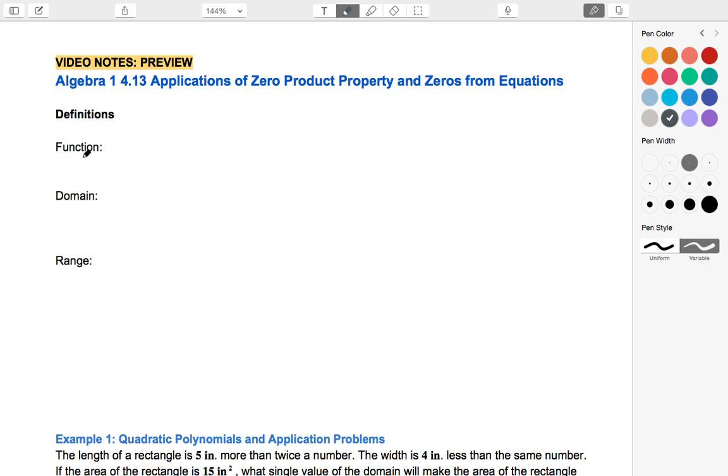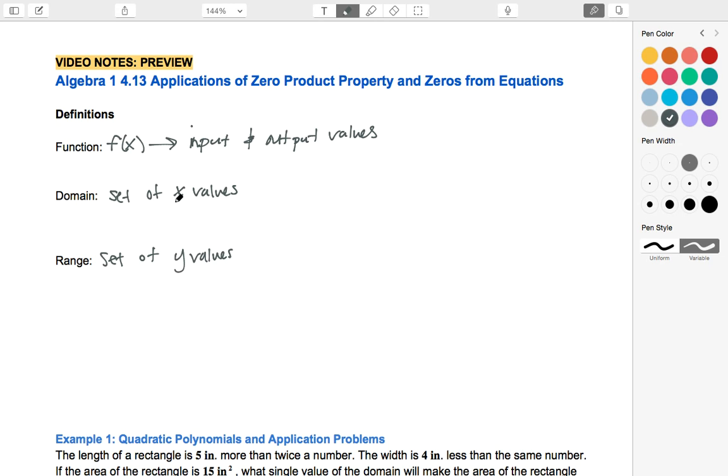So for a function, usually you'll see this represented with this notation, f of x. That's what that means. And usually, a function will have some type of input and output values. Okay, I'm going to explain what that is. And domain is usually the set of x values. And range is the set of y values.